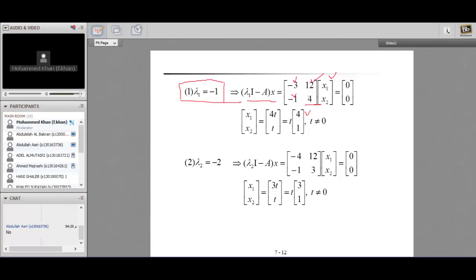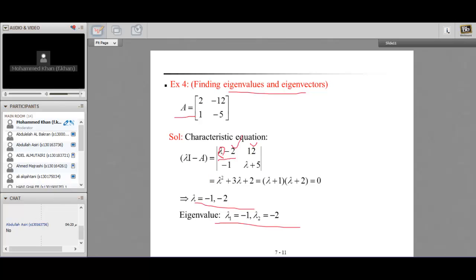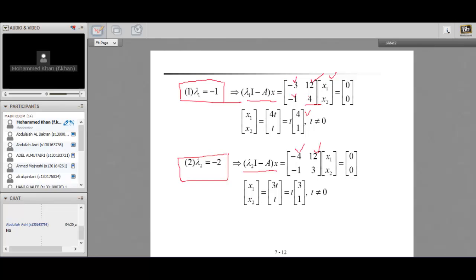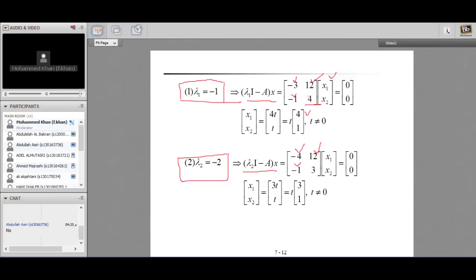Similarly, we have to find the eigenvector corresponding to λ = −2. So let's see how we can find it. That will be (λ2 I − A) x = 0. You have to put the value of λ2, that is −2. In the previous slide, looking at the main matrix, −2 − 2 is equal to −4 here, and the 12 is the same here. There is no change. −1 is the same here. And for λ + 5, we have −2 + 5, so you get 3. You write 3 in this place.